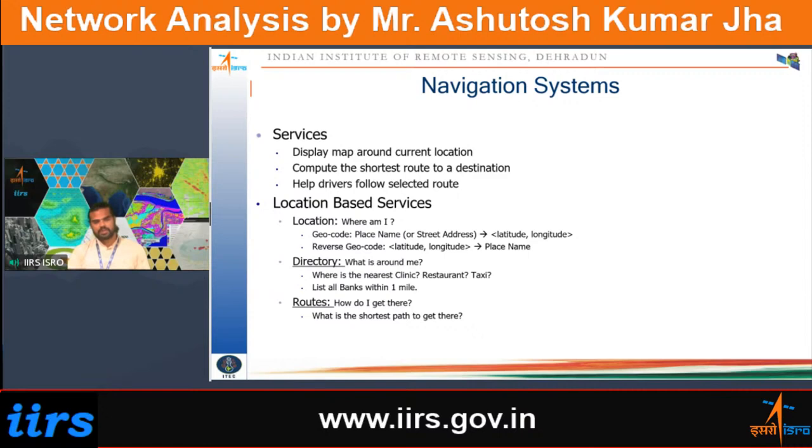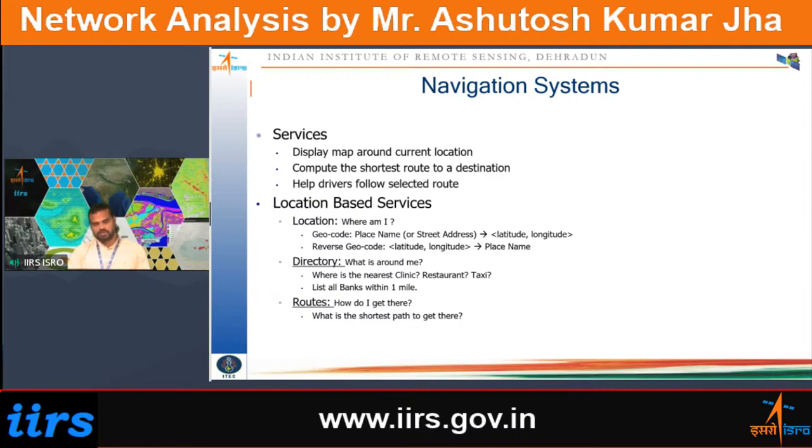Location-based services are, for example, geocoders, where we give the state, street, or any kind of address, and that gets converted into latitude and longitude. So it's basically a conversion through a geocoding process. Similarly, the reverse is also there. This is a location-based service, which is a required component for providing navigation systems.